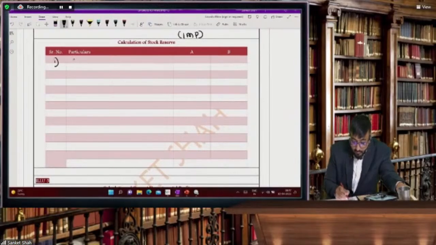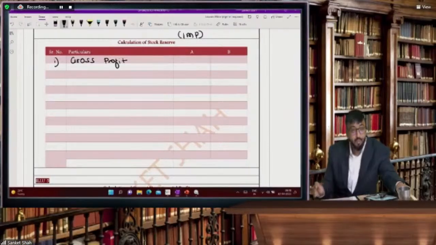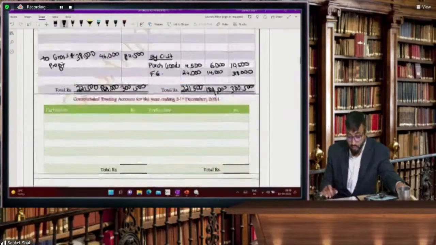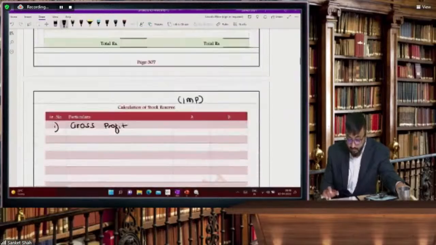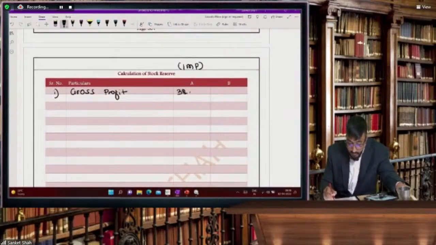Format. First you will write gross profit. What are you going to write? Gross profit. So what is gross profit? 38,500 and 46,000.